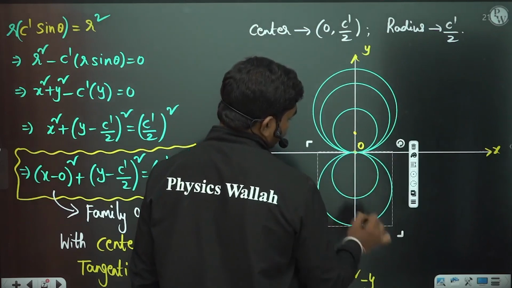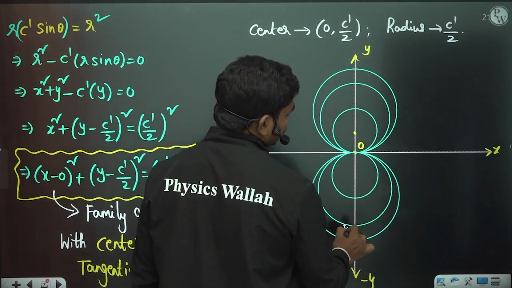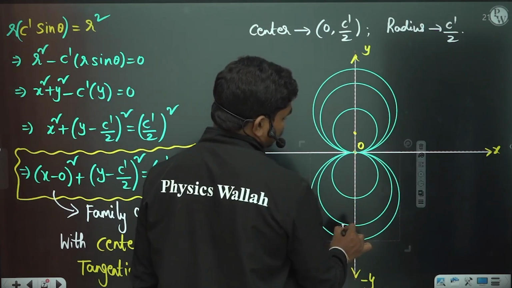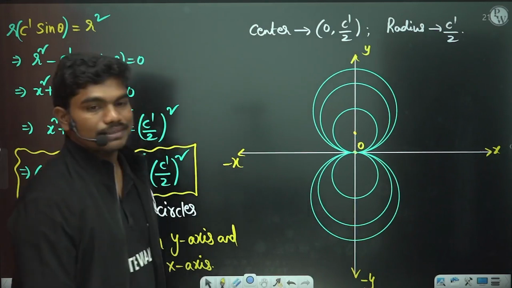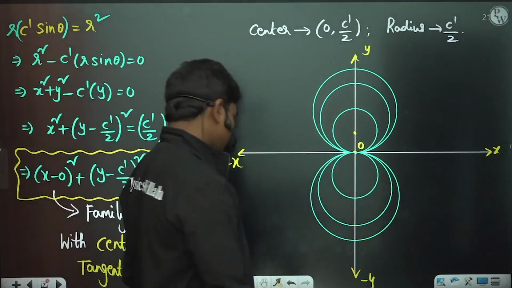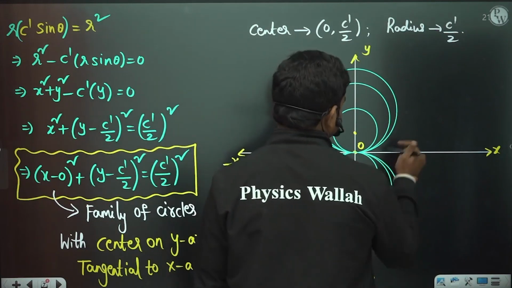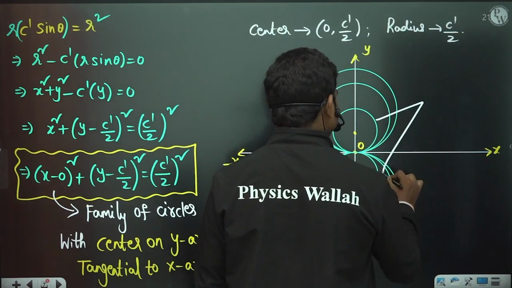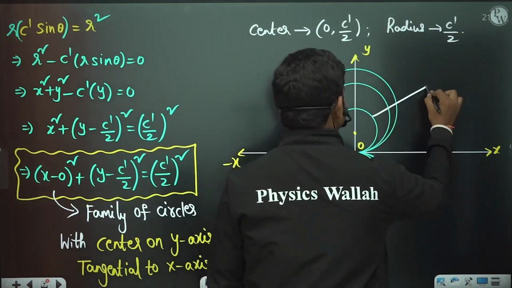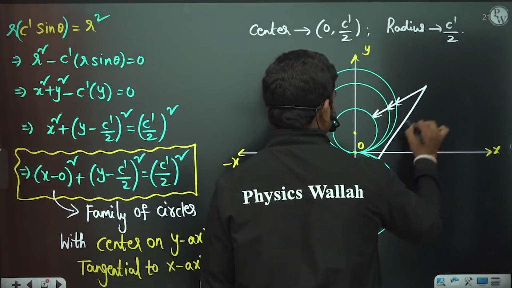So you can see this is how you have the streamlines. All these are the streamlines in this case. These are actually the streamlines. If you see, in all these cases, all these are streamlines.